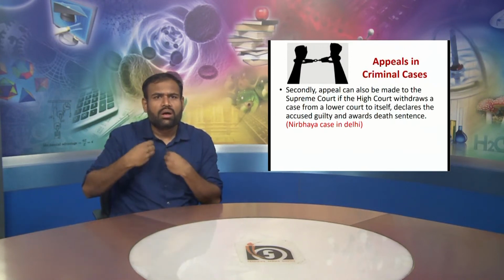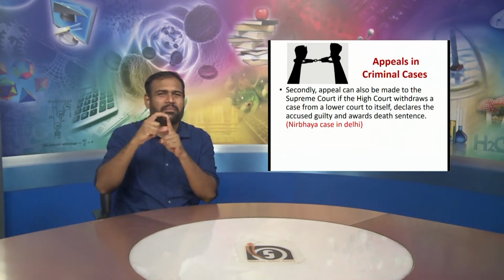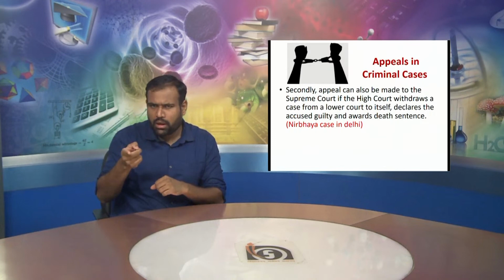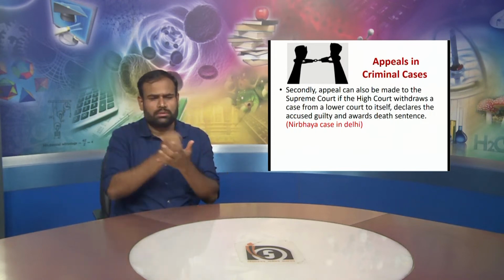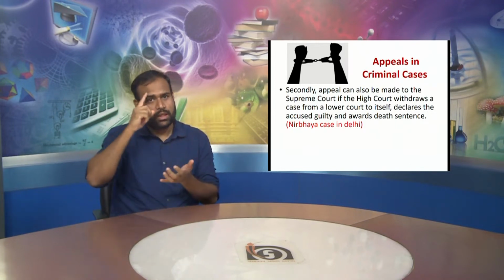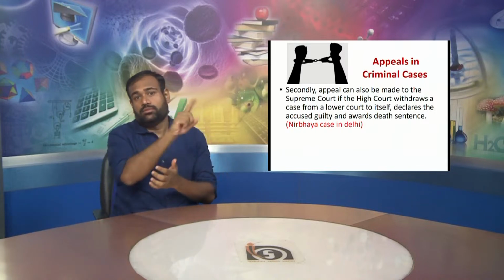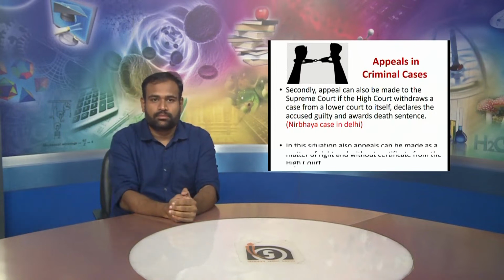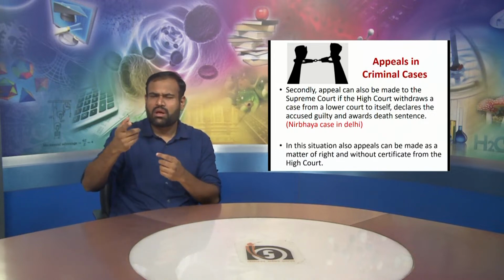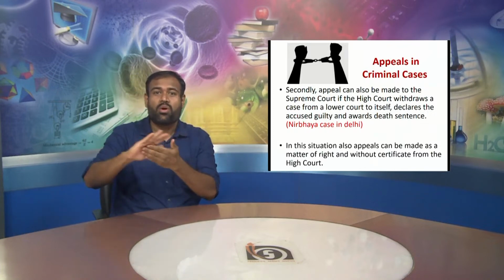Secondly, appeal can also be made to the Supreme Court if the High Court withdraws a case from a lower court to itself, declares the accused guilty and awards death sentence. In this situation, also appeals can be made as a matter of right and without certificate from the High Court.